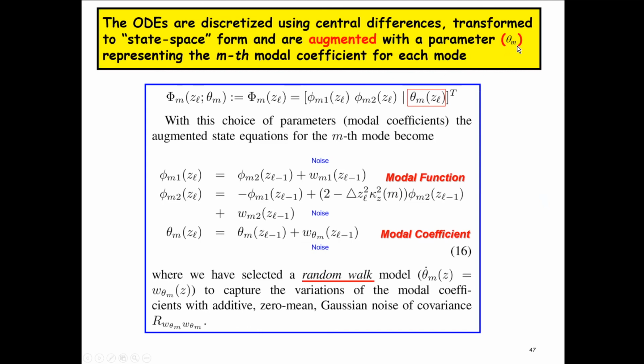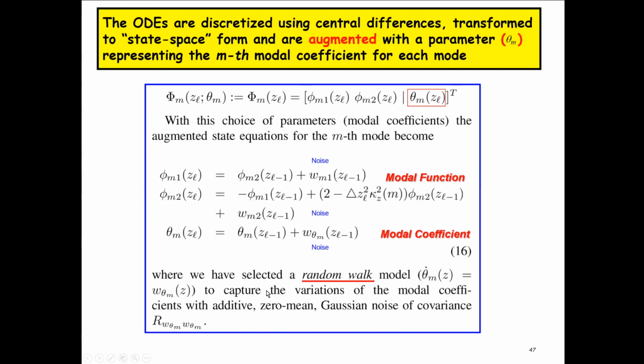We're trying to estimate the modal coefficient, the beta. We call that a parameter theta. At each mode, it's a function of each mode, as I said before. So you get the modal function, which are the state equations. This is the process noise term, and this is now a random walk model of the modal coefficient.